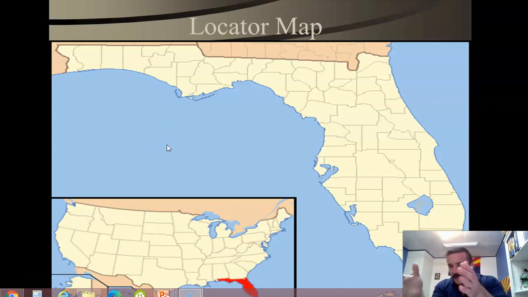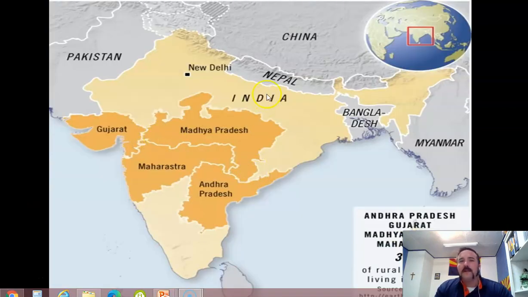It's a little bit smaller map to show you a zoomed out view so you can locate Florida in the United States or in the world. So this right here is the locator map. You got to remember that for your assignment. This is the locator map. Now the main point of today is to understand what a landform map is.